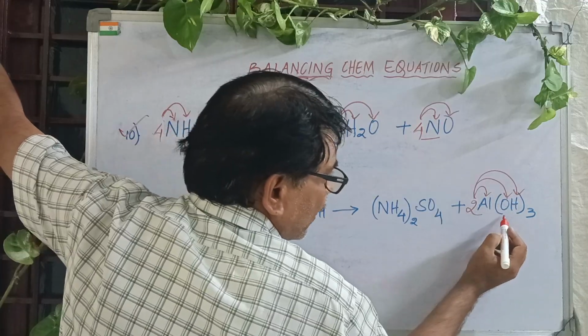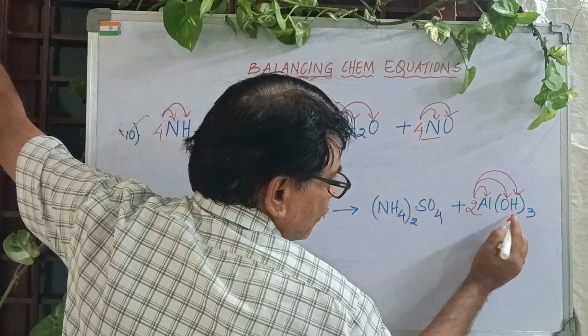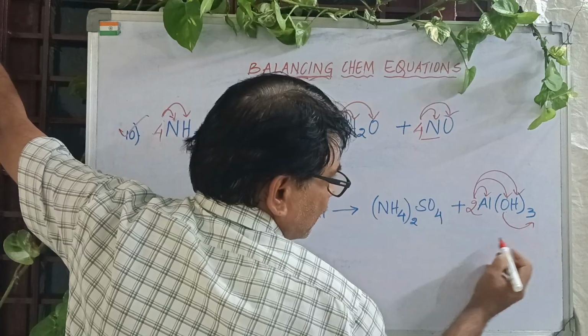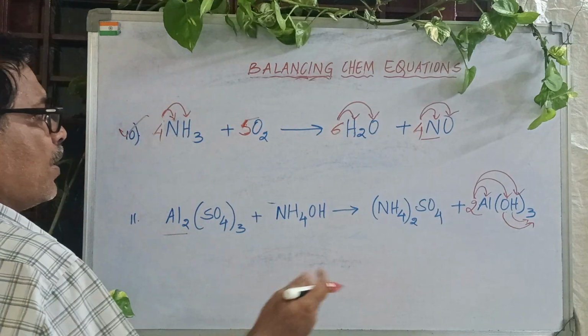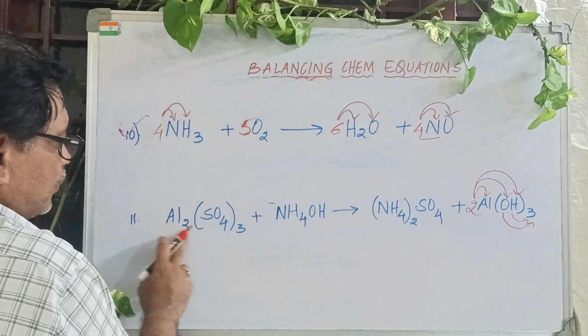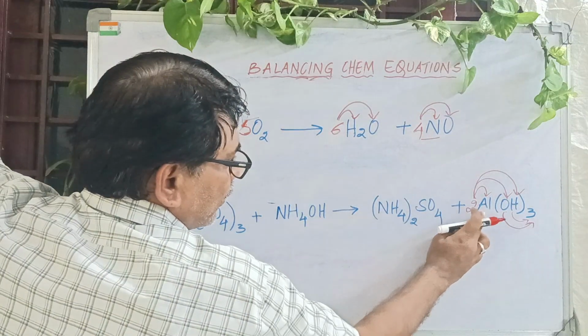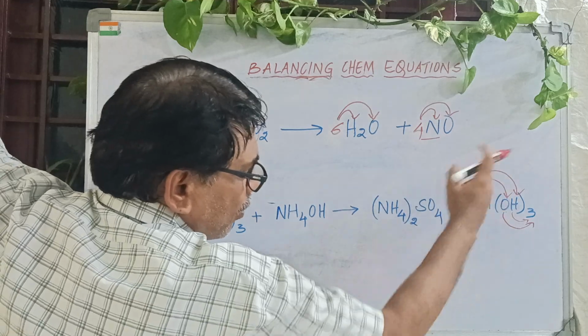Like this it is. And this O, isn't it? O means it is taken thrice. H is also taken thrice. That part is over. Now aluminium is 2. For the sake of aluminium 2, you have added 2, and that is applicable for all.